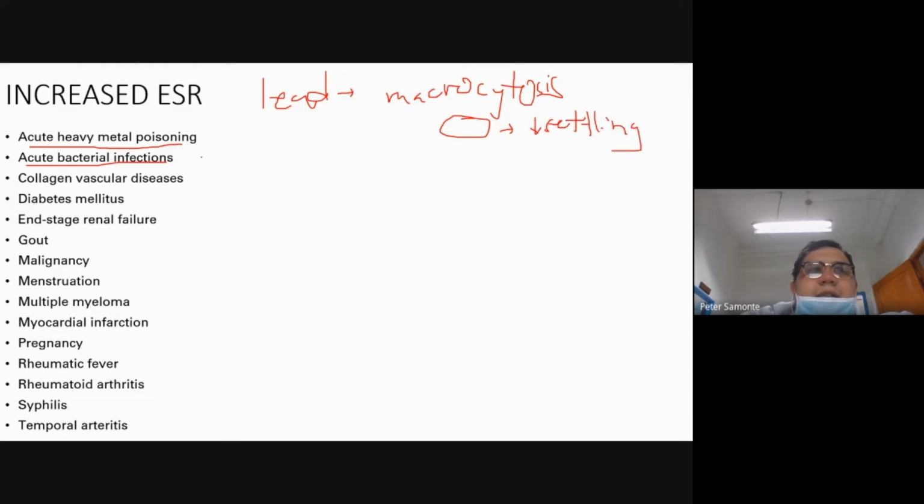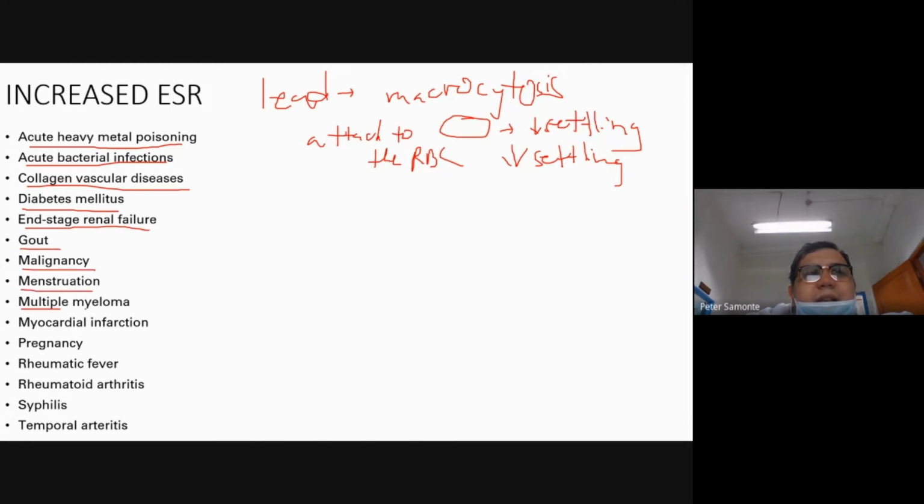Then we also have acute bacterial infection. So certain bacteria would attach to the RBC. And again, that would lead to a heavier RBC, leading to faster settling. Then there's also collagen vascular disease, diabetes mellitus, end-stage renal failure, gout, malignancy, menstruation, multiple myeloma, myocardial infarction, pregnancy, rheumatic fever, rheumatoid arthritis, syphilis, and temporal arteritis.